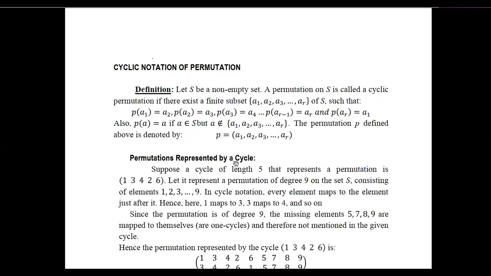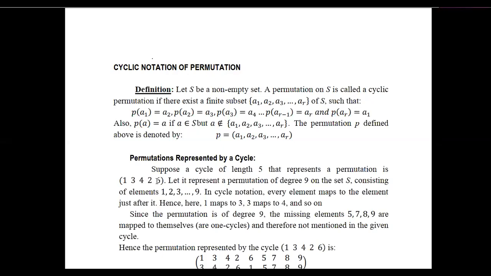And a permutation represented by a cycle, suppose a cycle of length 5. It means here 1, 2, 3, 4, here are r elements. It means the length of the cycle is r. Suppose a cycle of length 5 that represents a permutation is (1 3 4 2 6). It means 1 goes to 3, 3 goes to 4, 4 goes to 2, 2 goes to 6, and 6 again goes to 1.